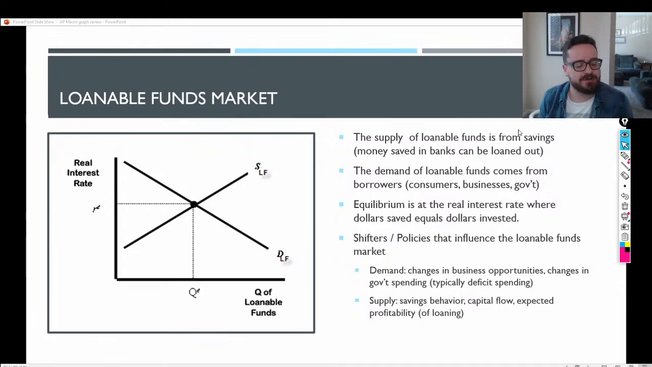Banks are the supplier of loans here. So when you're seeing the loan market graph, think supply, banks, supply, banks, supply, banks. I'm a bank. Does this let me supply more or less loans? Yes. Oh, supply goes up. That's what you're thinking.